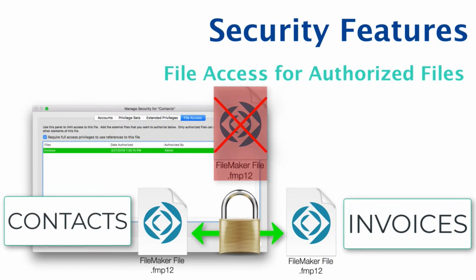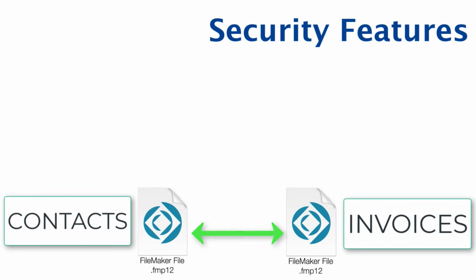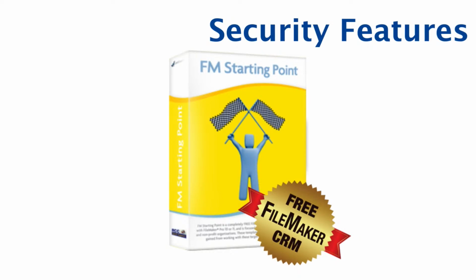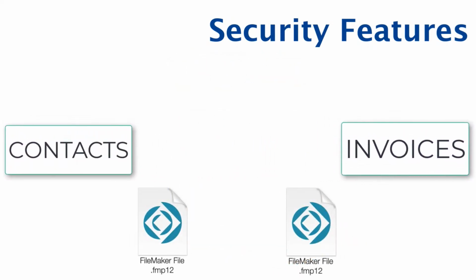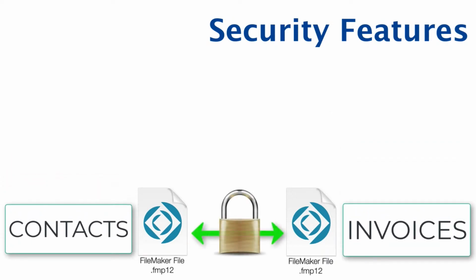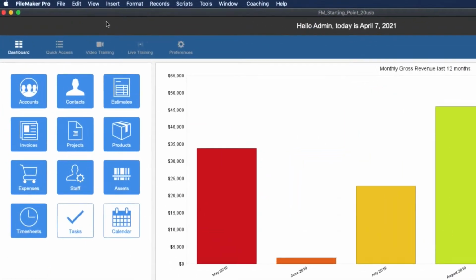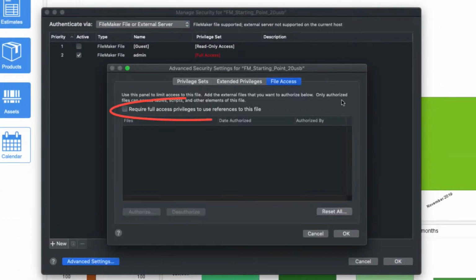Now, with the modern FileMaker Platform, most of the time, these kinds of things would be consolidated into a single file, which makes things much simpler. But some more advanced complex solutions might have more than one file. So that's where this file trust issue comes in. FileMaker refers to this as file access for authorized files. That capability is managed under the File menu, down to Manage, down to Security, and then you can see that option right here. And that allows us to set the files that will trust each other.